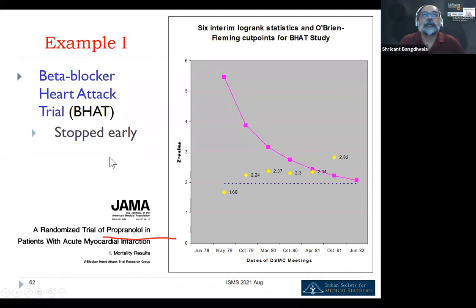A famous study that came out in 1982 was the Beta-Blocker Heart Attack Trial that was stopped early. It's one of the first studies stopped early. So way back 40 years ago. And they had the O'Brien-Fleming boundaries here, and they crossed 1.96. They had crossed really early, about 3 years before they actually stopped the study. But they had not crossed the O'Brien-Fleming boundary, and when they crossed it, they stopped the study in October of 81. 2 years after they had passed the 1.96, and they published a paper in March of 1982, okay.